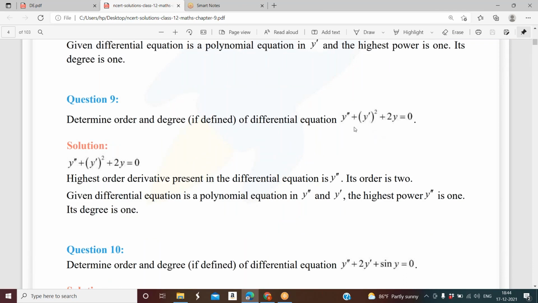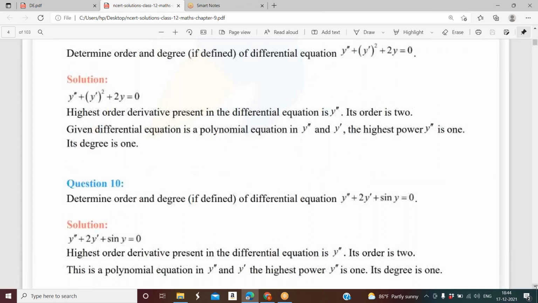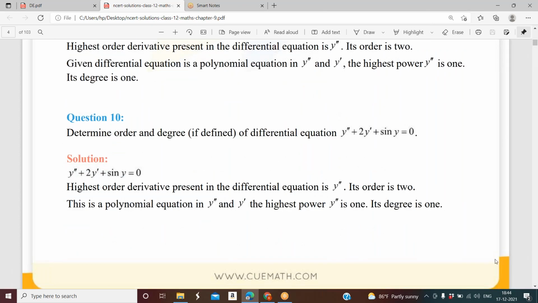What about the next equation? y'' + (y')² + 2y = 0. So what is the highest order derivative here? Y''. Order is 2, and its power is 1. Even though we have a square term in the next term, (y')², it is y', so we will not consider that. What about the last one?